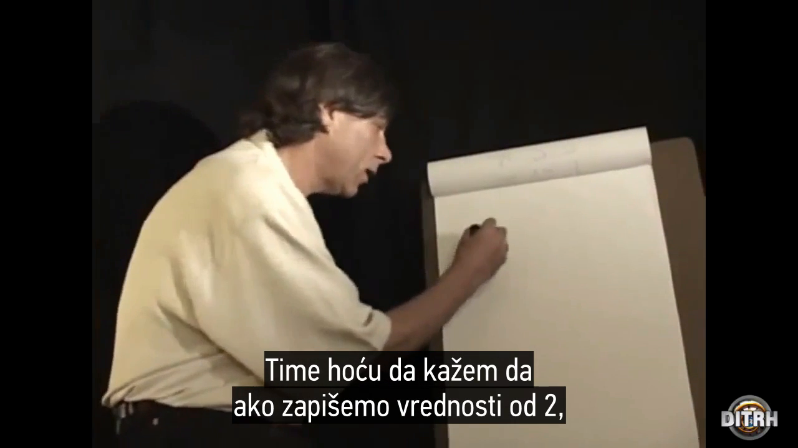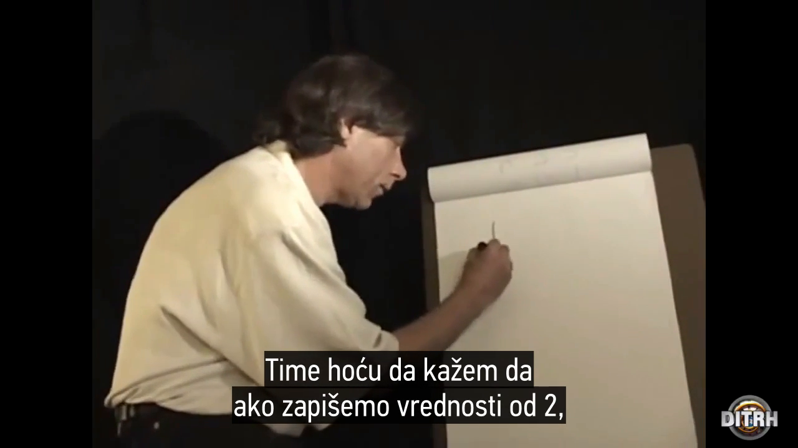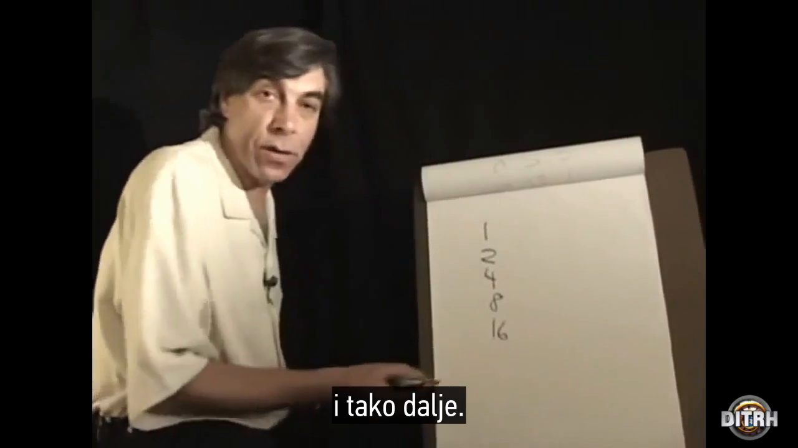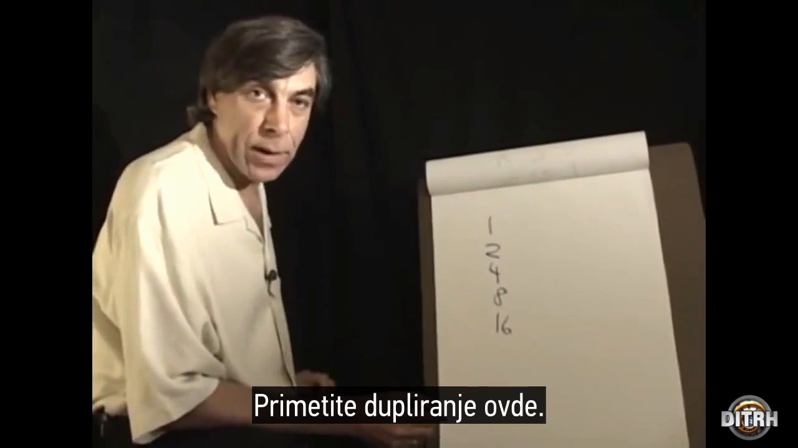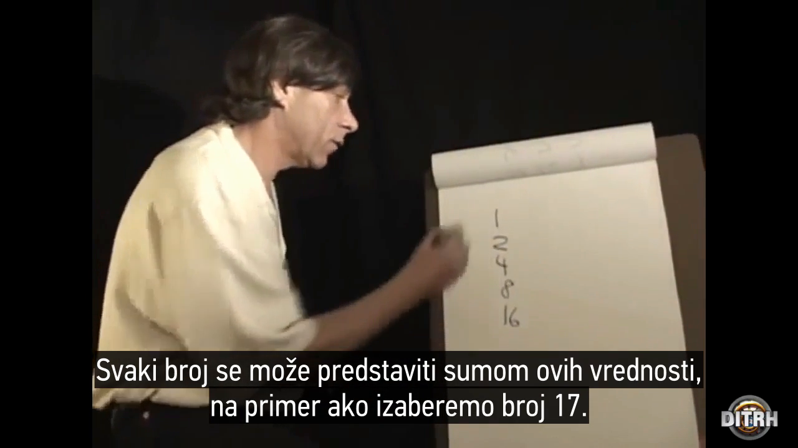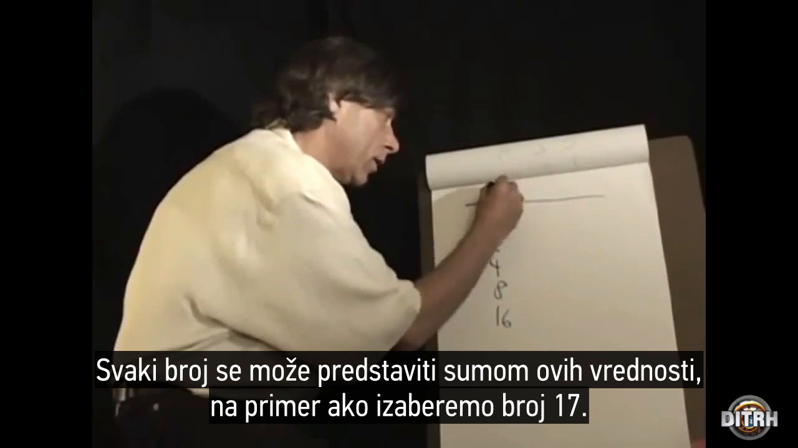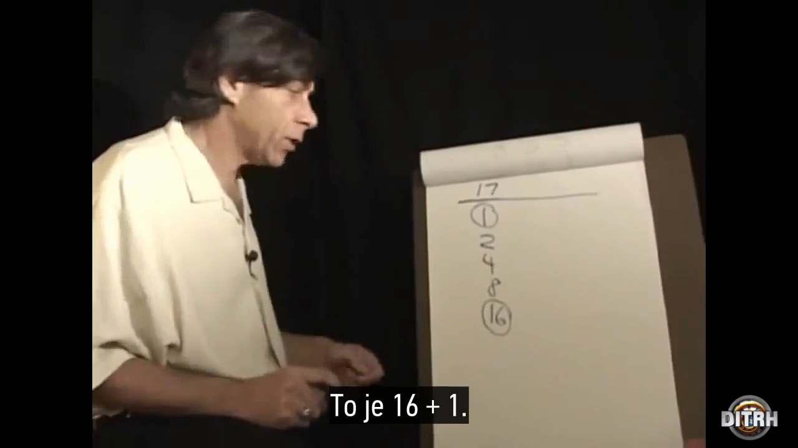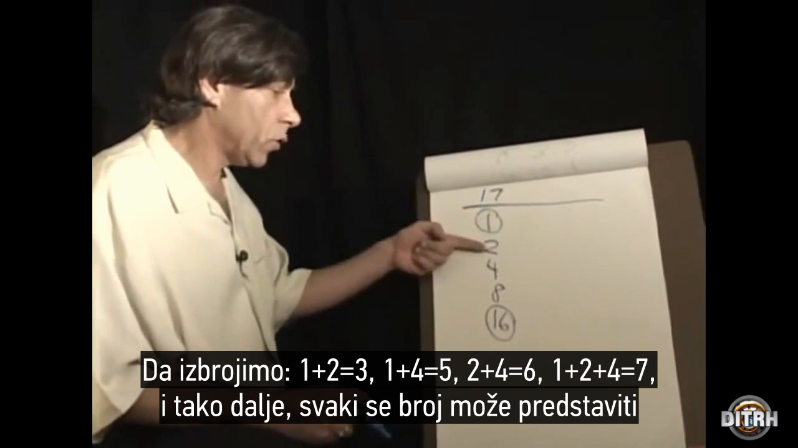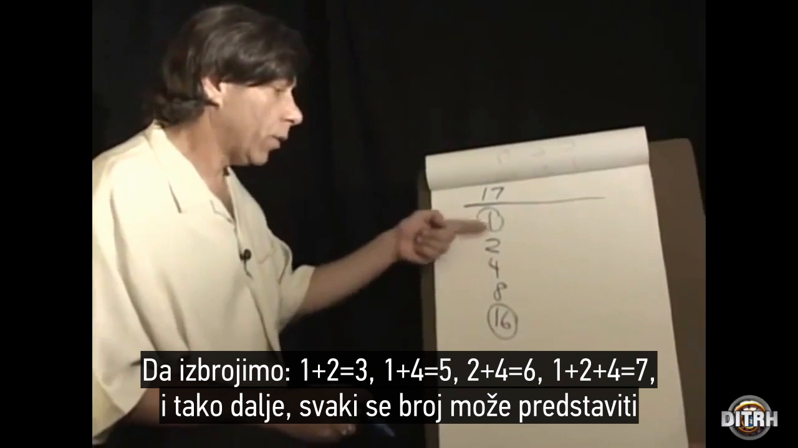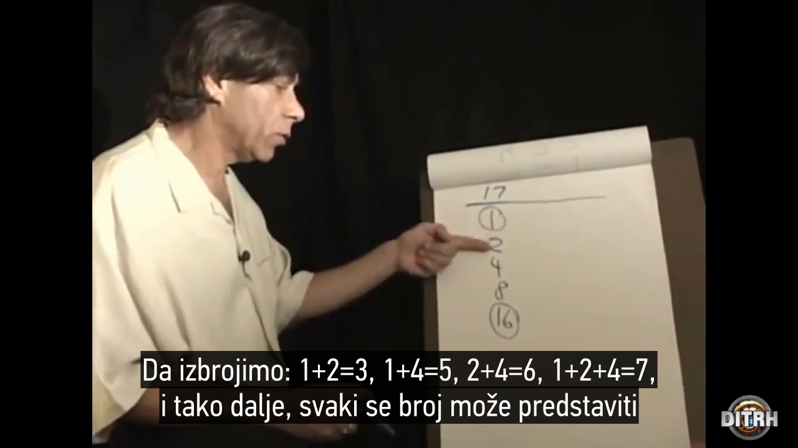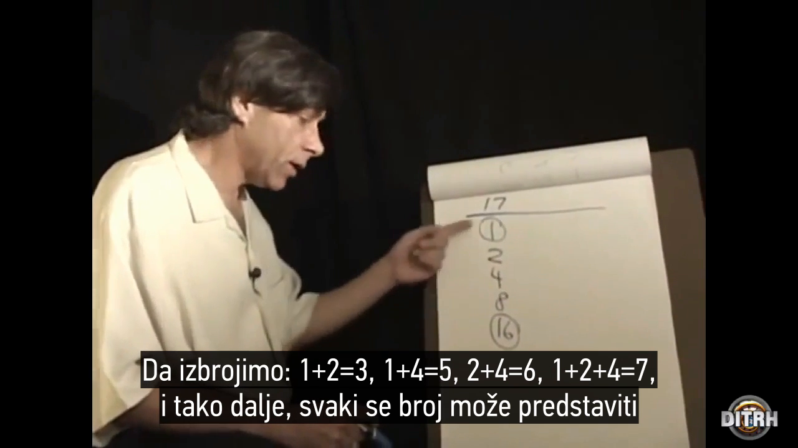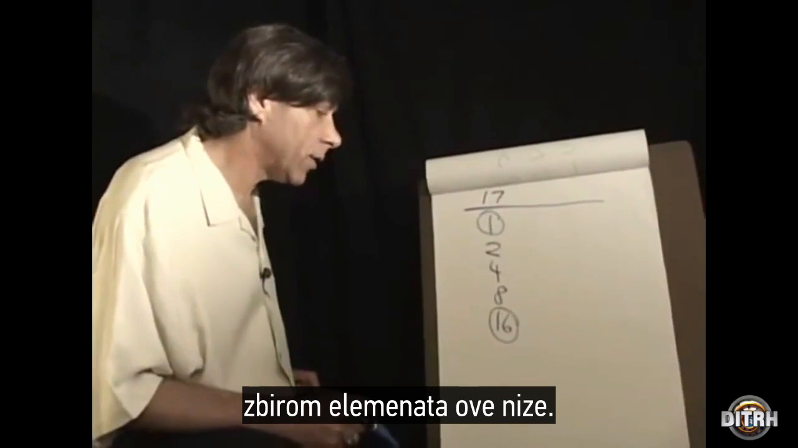What I mean by that is if we write the powers of 2, 1, 2, 4, 8, 16, and so forth, you notice there's a doubling going on. And any number can be represented by the sum of these. For example, if we wanted to choose the number 17, it's 16 plus 1. So I can count 1, 2, 1 plus 2 make 3, 4, 1 plus 4 make 5, 2 plus 4 make 6, 1 plus 2 plus 4 make 7, 8, and so forth. And so any number can be represented by the sum of elements of this sequence.